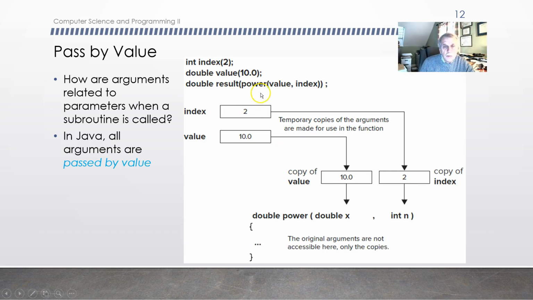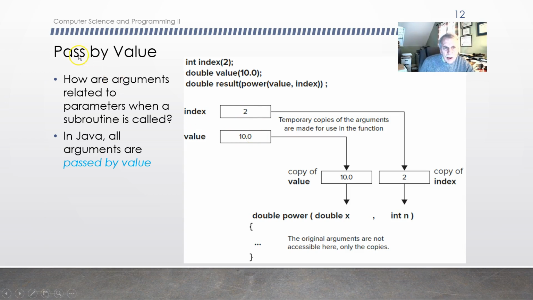Let's suppose we've got a subroutine here called power, and that's being invoked here, where we're returning a value from power to this thing called result. So we're passing in index, which has a value of 2, and this thing called value, which has a value of 10.0. You can see the data types are integer and double. So we start off with index having a value of 2, value having this internal value of 10.0.